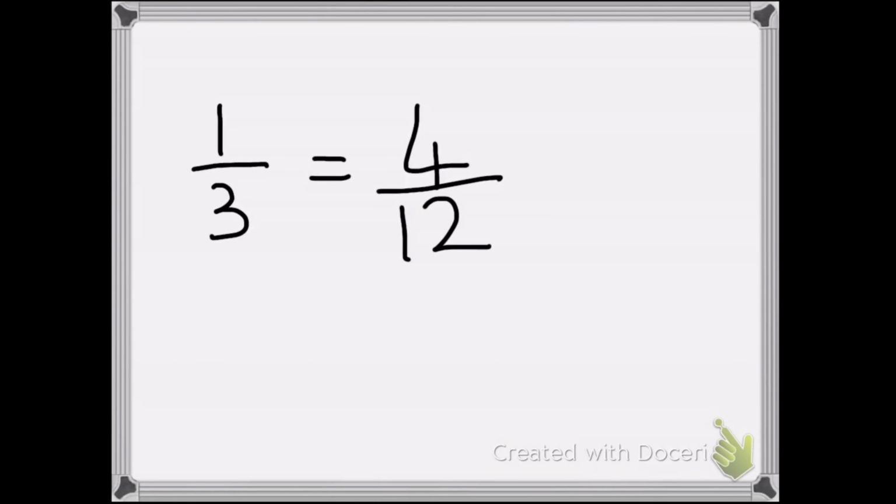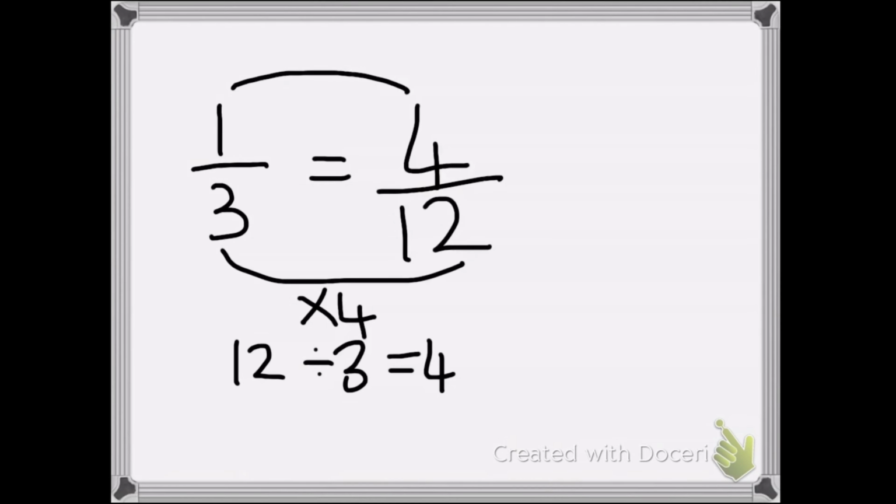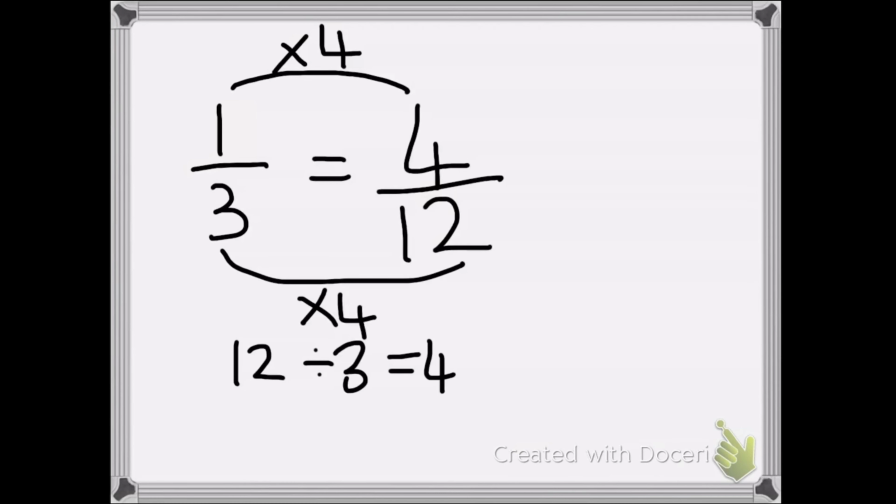To check if that's correct, let's do this. Let's find what 12 divided by 3 is. 12 divided by 3 is 4. So let's do times 4. 3 times 4 is 12. So let's do the same thing we do to the denominator to the numerator, because that's what we always have to do. Let's do 1 times 4. That's 4. So that means 1 by 3 and 4 by 12 are equivalent. We've just found that out.